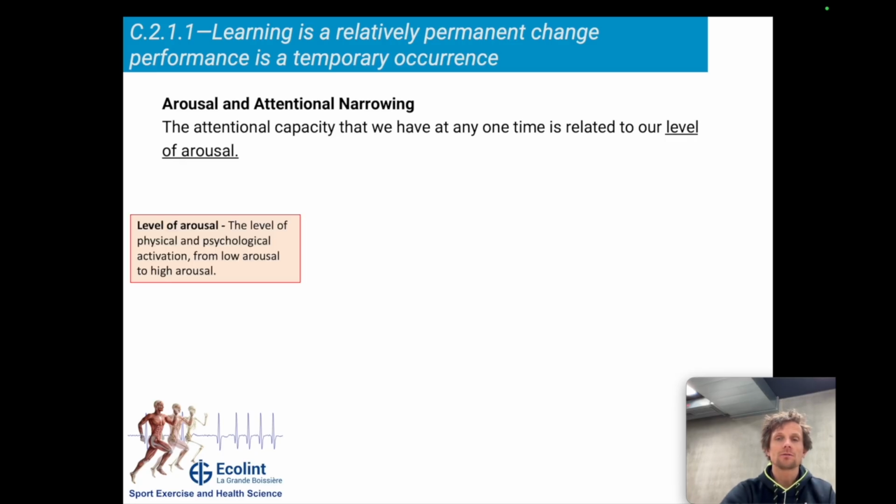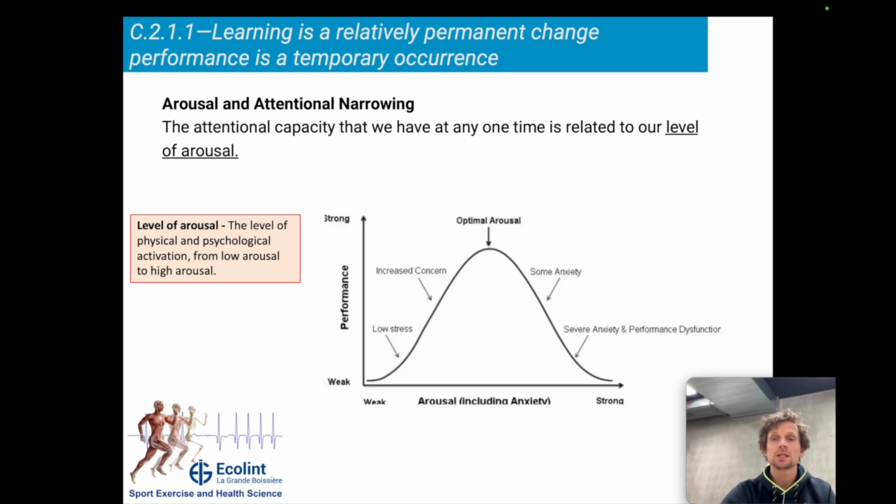What we mean by level of arousal is just how physiologically and psychologically stimulated we are, from low arousal to high arousal. The curve you can see here on the graph represents the relationship between performance and levels of arousal. What we can see then is that we have an optimal point of arousal around the middle, with performance levels dropping off if the arousal level is lower or higher than our optimal level.